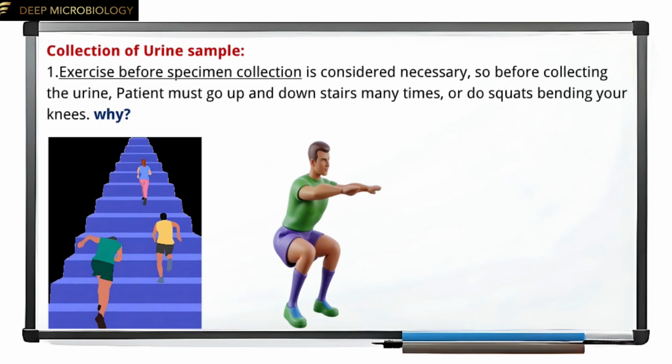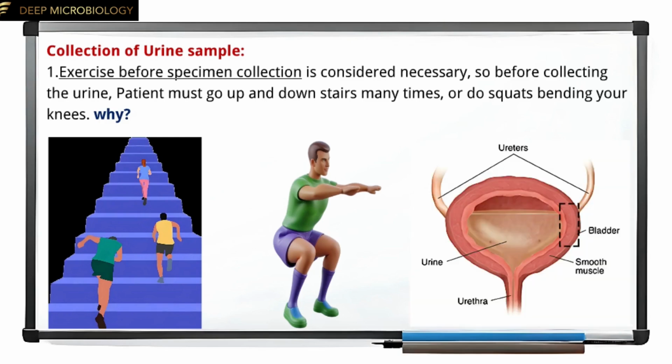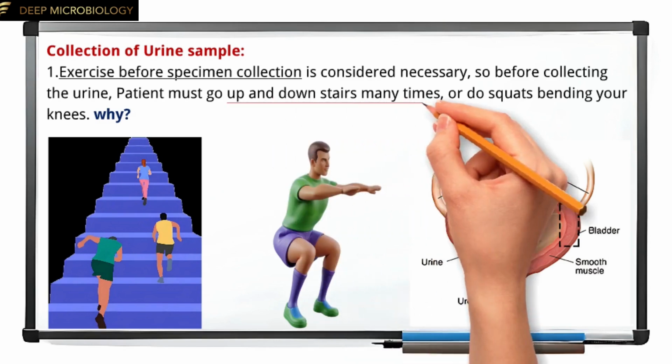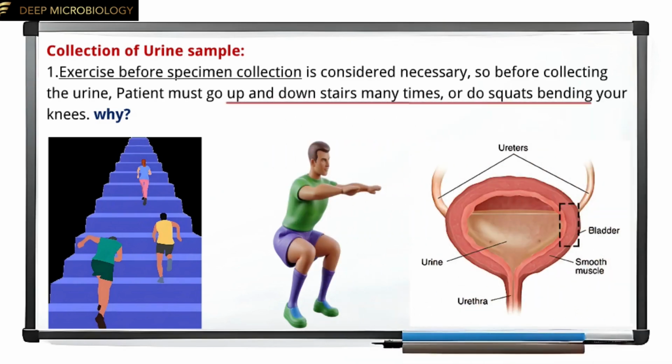Why? Schistosoma hematobium eggs are embedded in the bladder wall. Physical activities such as climbing stairs or performing squats cause the bladder muscles to contract and relax, helping to loosen and release more eggs into the urine. Additionally, exercise increases circulation, which can elevate pressure in the bladder, facilitating the passage of more eggs into the urine for easier detection.